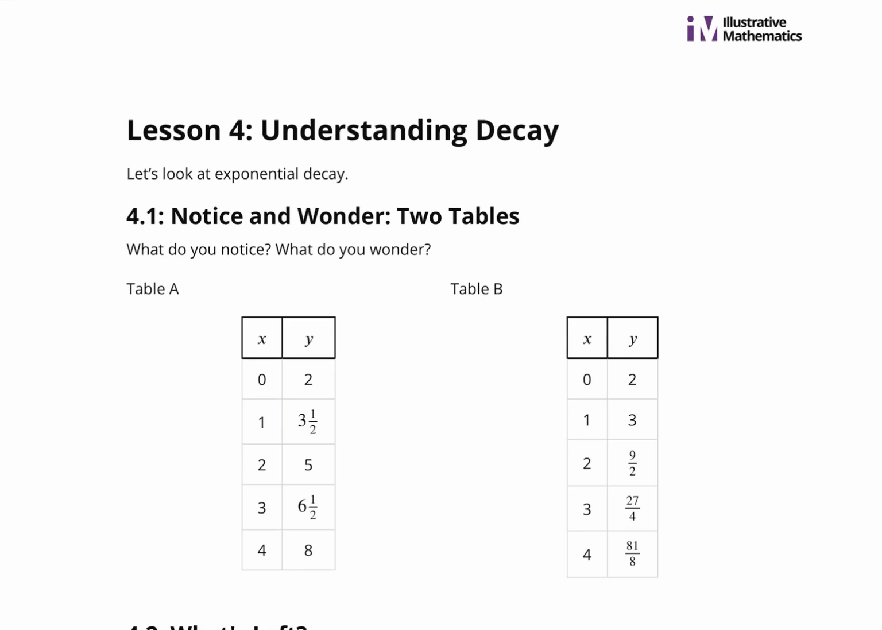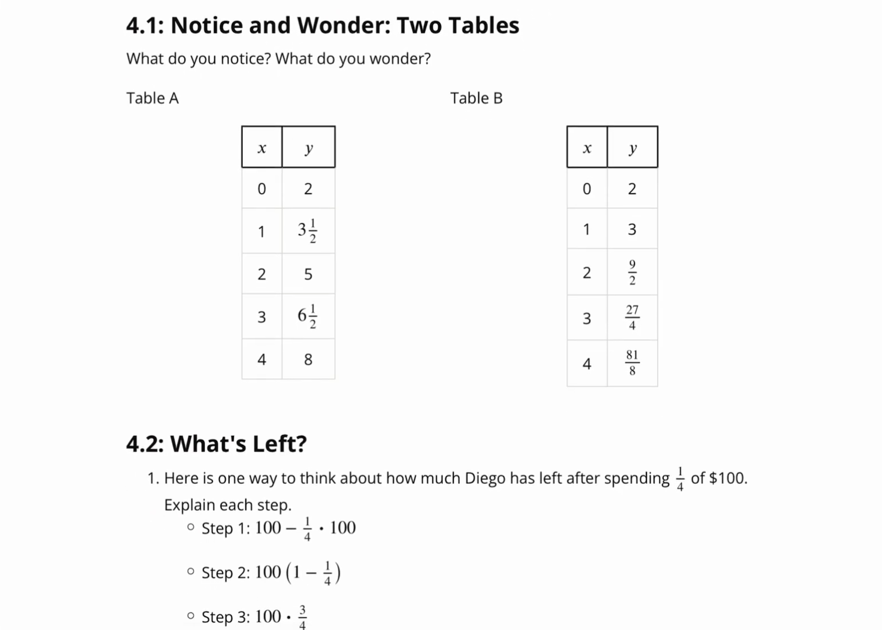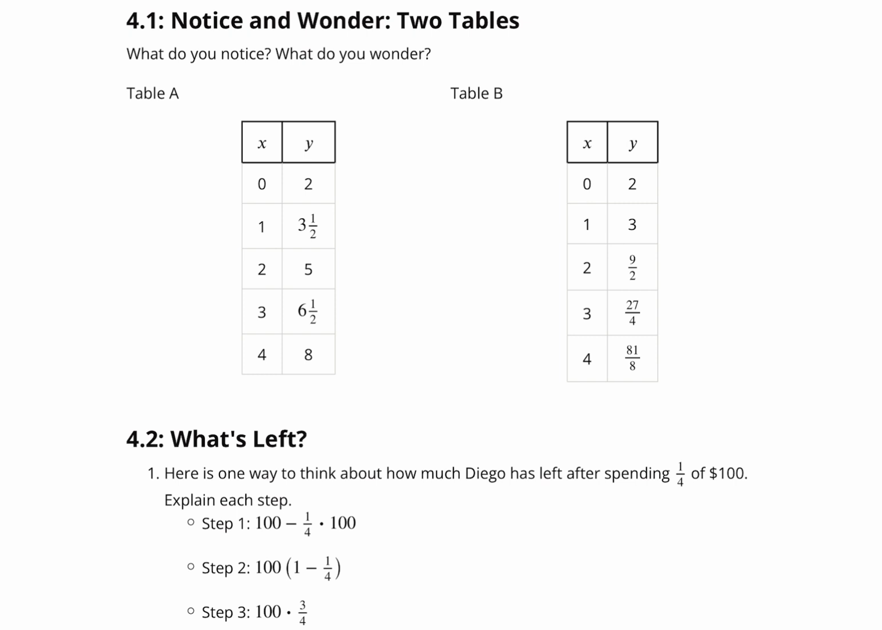This is Illustrative Math, Algebra 1, Unit 5, Lesson 4, Understanding Decay. Let's take a look at exponential decay. So the first activity is notice and wonder. You should pause the video, write down one thing you notice and one thing you wonder about these tables.